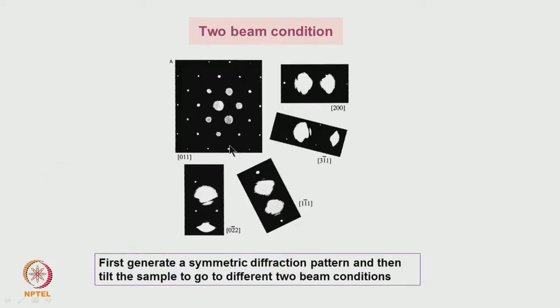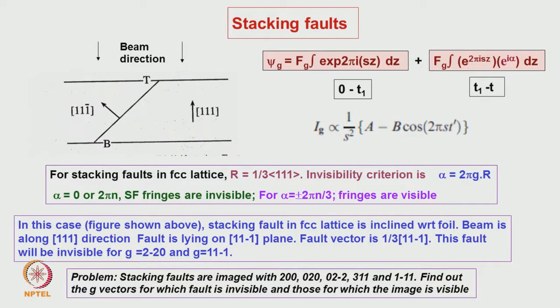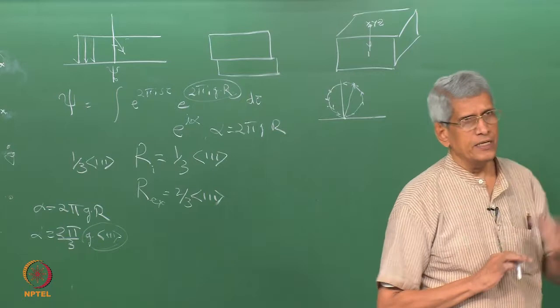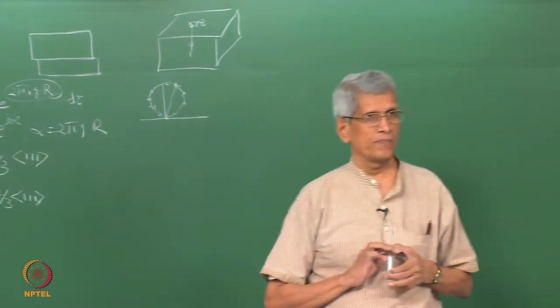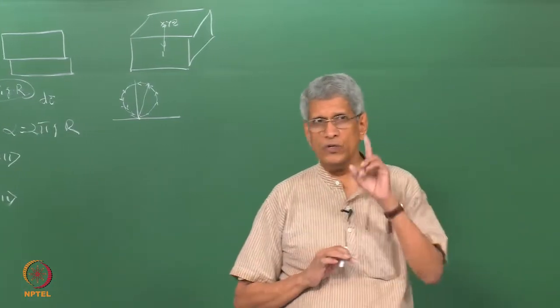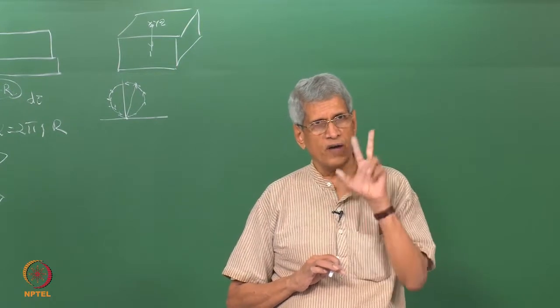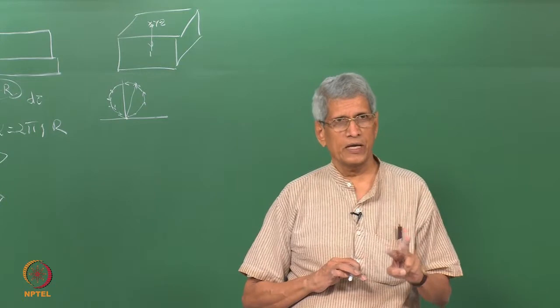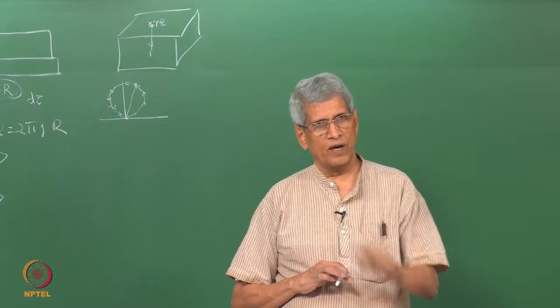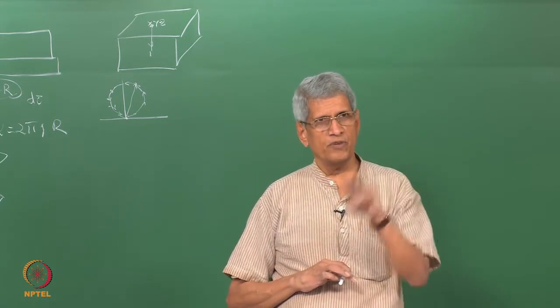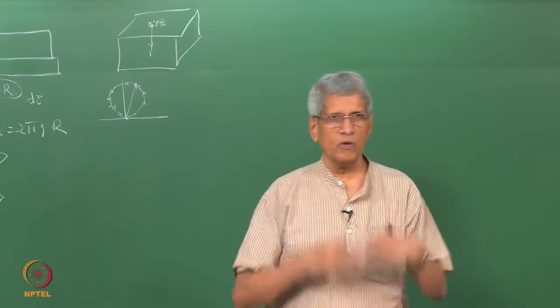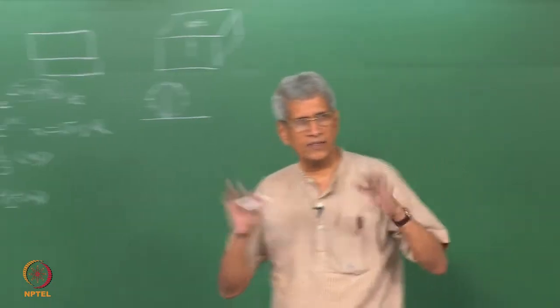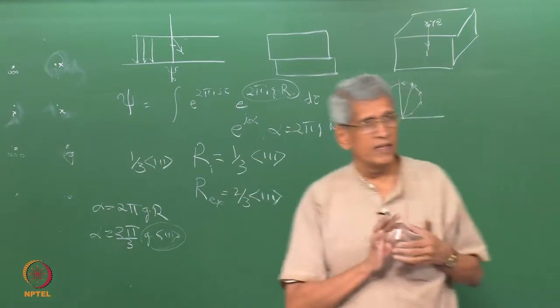Suppose we wanted to find out the fault vector. With only one g, we cannot find out the fault vector. So, we should know at least 2 vectors for which the stacking fault becomes invisible. If we know those 2 vectors for which it becomes invisible, then we take the cross product of those 2 vectors, and we will be able to find out the fault vector. That is what vector algebra tells us.